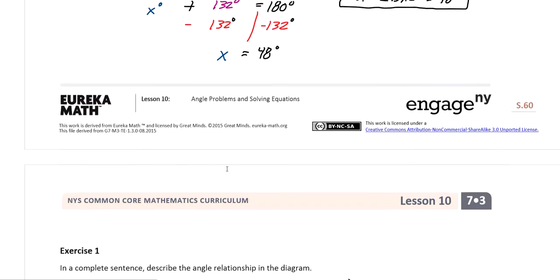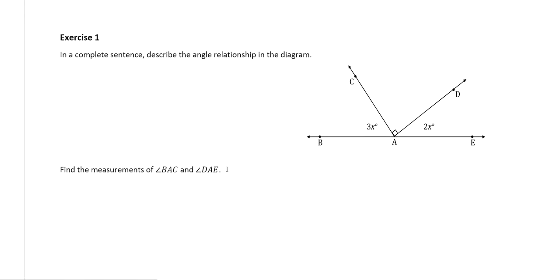So with that in mind, if I go down below, taking a look at exercise 1, this is where you have to answer the following questions. I will show it out, but you have to answer questions first. So it says, in a complete sentence, describe the angle relationship in the diagram. Well, I notice how, again, we have line BAE. And then now I notice I have three angles on that line.